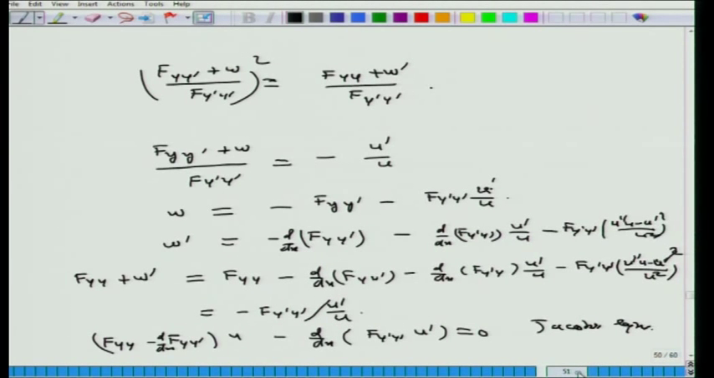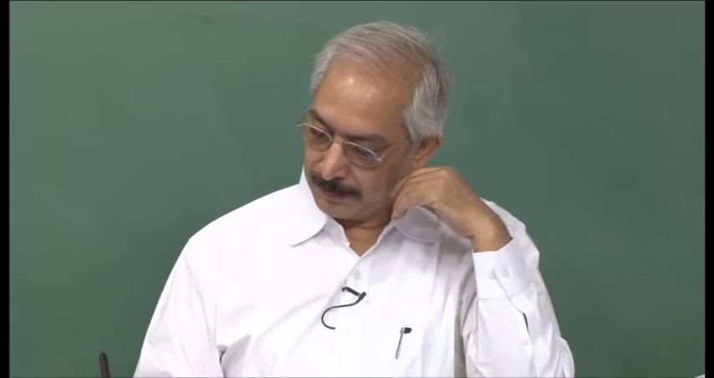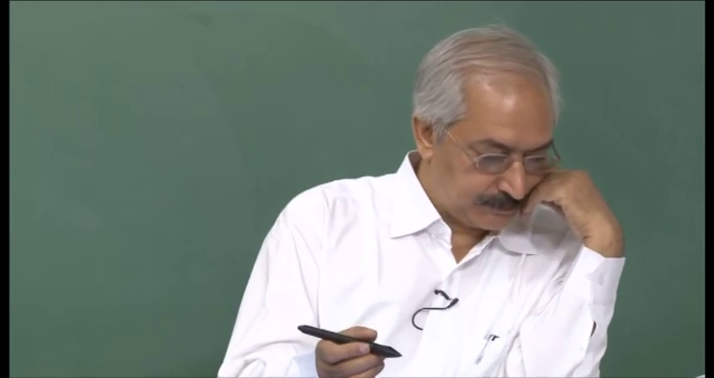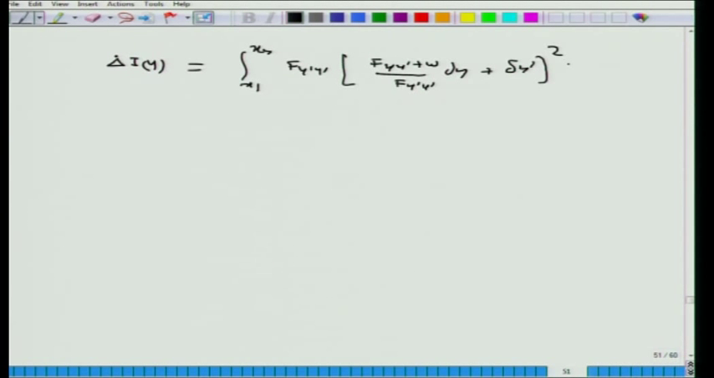So, if the solution of this Jacobi equation satisfies that it vanishes only at A and not before B, then we get that condition satisfied. And so, next we see that using that we finally get this delta I y comes out to be the integral from x 1 to x 2 of f y prime, which we had taken out, and this becomes a perfect square here, f y prime plus w over f y prime times delta y plus delta y prime, whole square dx.